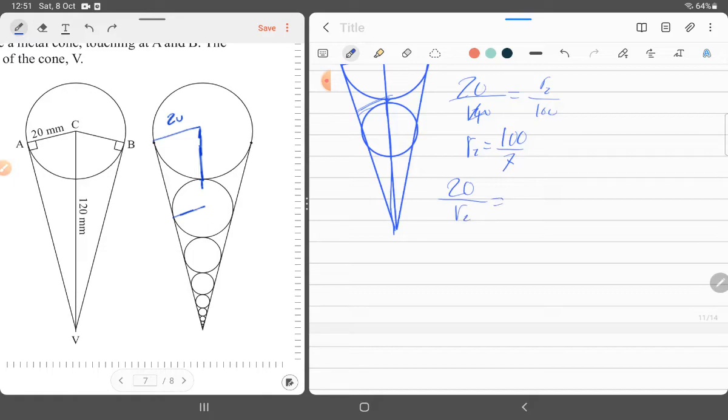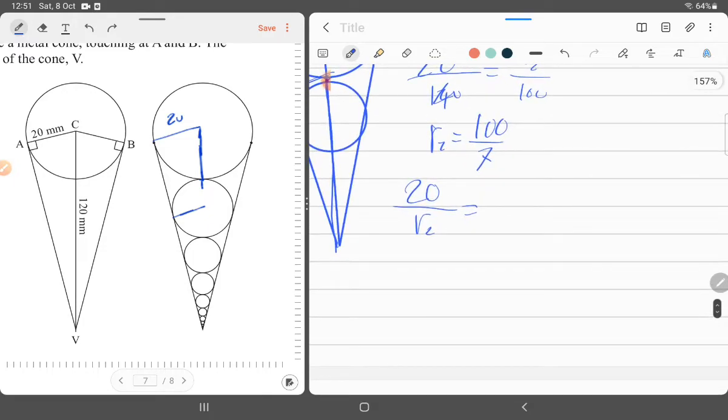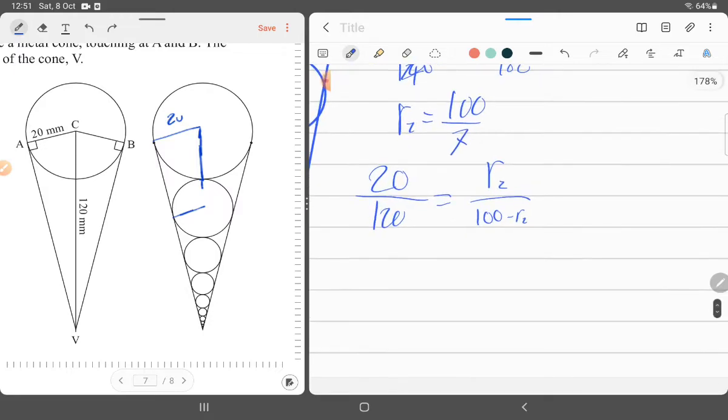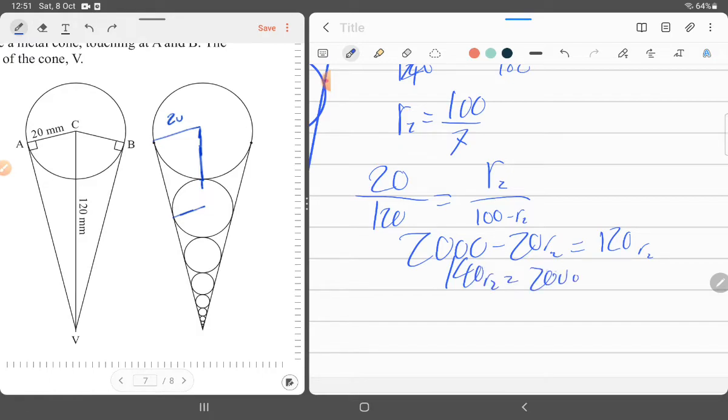20/R2 is that 20/120 is equal to R2/100 take away R2. 2000 equate 20 R2 is equal to 120 R2. Then 140 R2 is equal to 2000. So R2 is equal to 100 over 7.